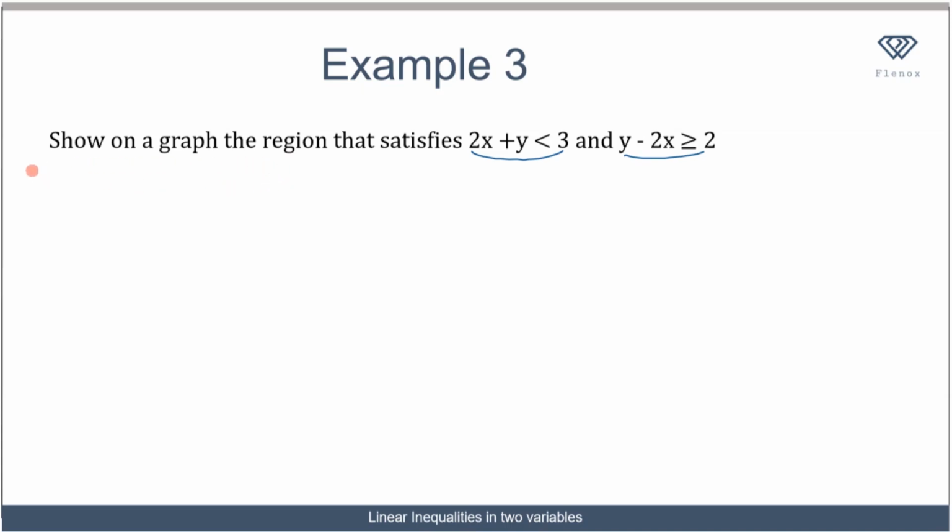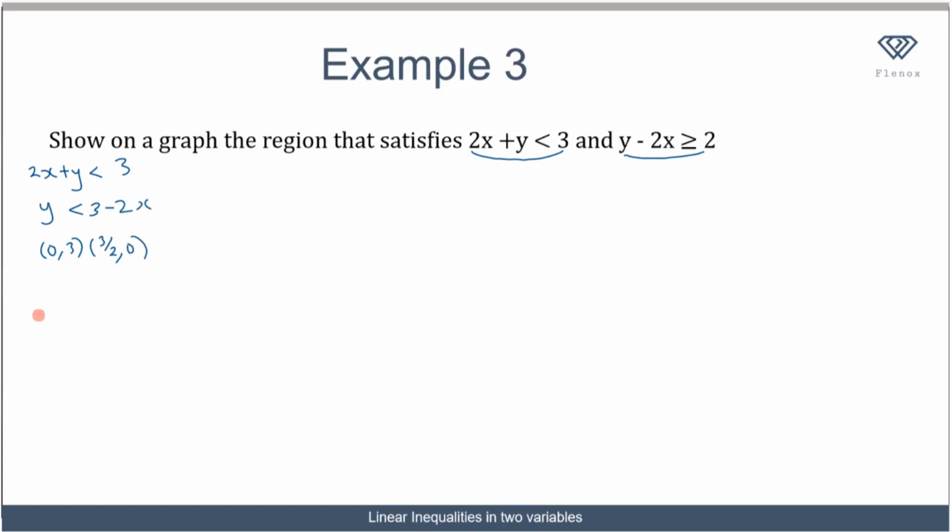So for the first one, what are the important results that we got for this 2x plus y less than 3? When we made y the subject of formula, we got y to be less than 3 minus 2x, and we got the coordinates to be what? To be 0, 3 and 3 over 2, 0.